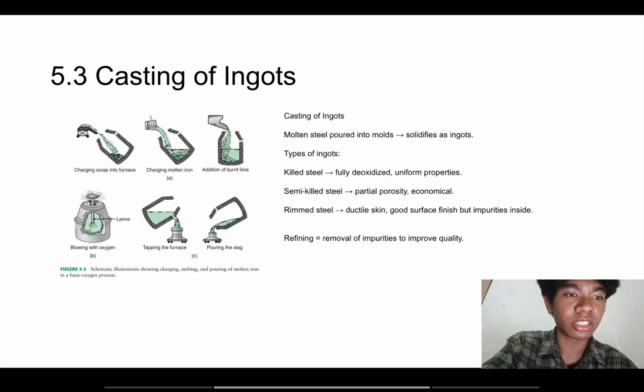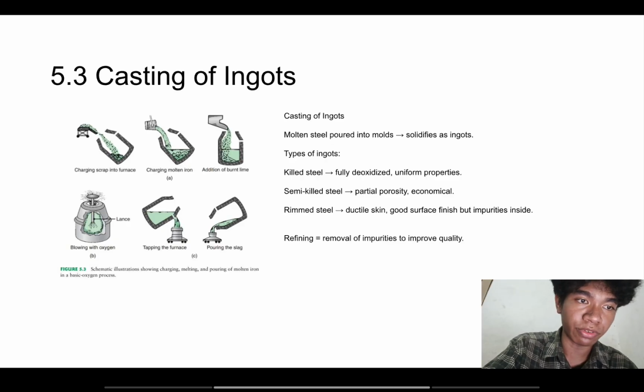In rimmed steel, which generally has a low carbon content, the evolved gas is only partially killed by the addition of an element such as aluminum. The gases produce blowholes along the outer rim of the ingot. Rimmed steels have little or no piping, and they have a ductile skin with a good surface finish. And then refining, as you can see here, is the removal of impurities to improve the quality.